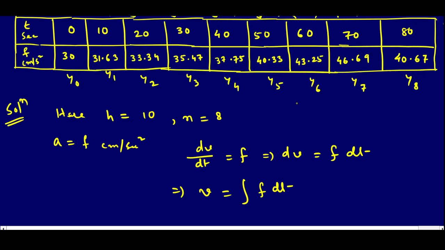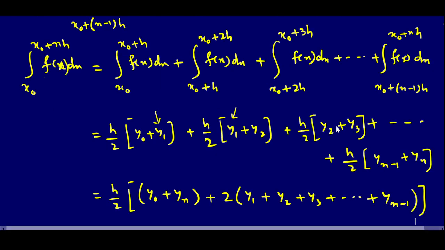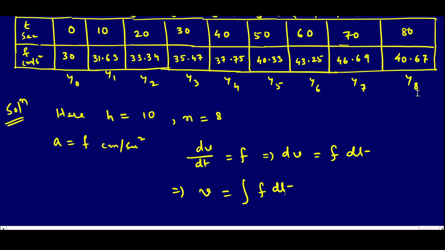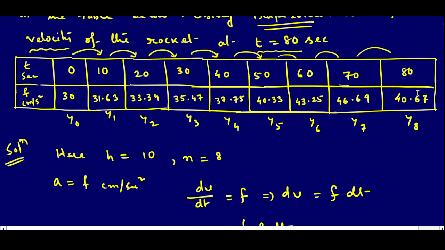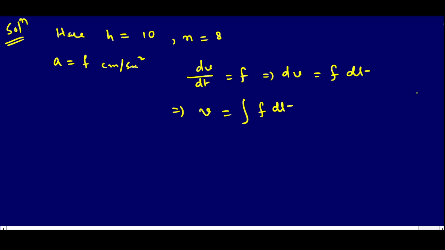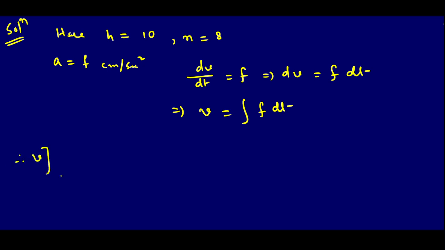See, here f is our f of x. So in the trapezoidal rule, see the formula again. What is the left hand side? Integration of f of x dx. And what is the right hand side? h by 2, then y0 plus yn, then 2 into other terms. So exactly the same thing we can use here. We have to find the integration of f dt between 0 to 80. Our limit will be 0 to 80, because after 80 seconds, we have to find from the starting point. So the velocity after t equal to 80 seconds will be the integration from 0 to 80 of f of t dt.